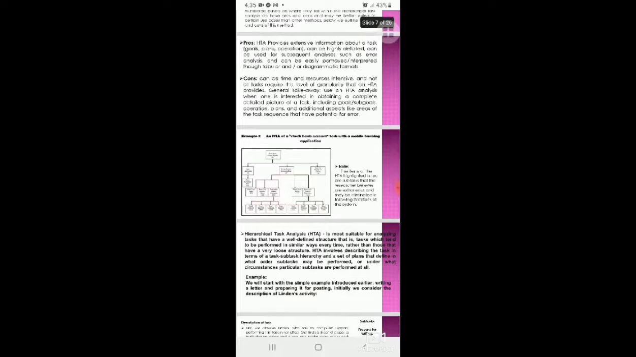And this is example 1, an HTA of a check bank account task with a mobile banking application. As we see here, there's a note that the items of the HTA highlighted in red are subtasks that the researcher believes are extraneous and may be eliminated in the following iterations of the system.